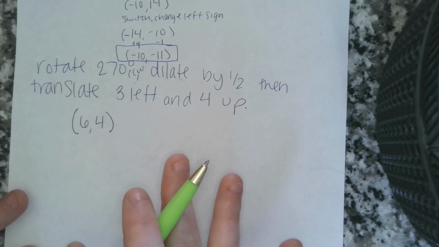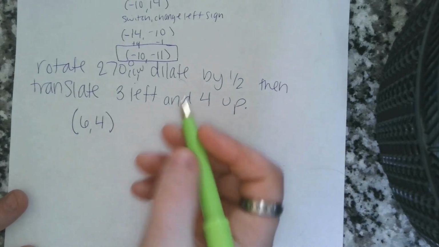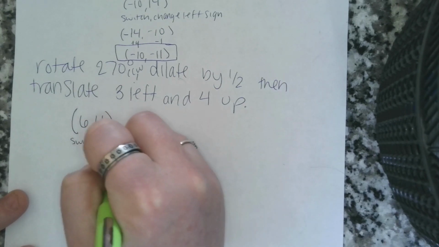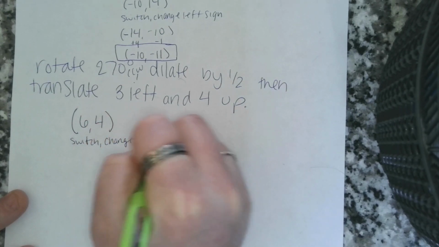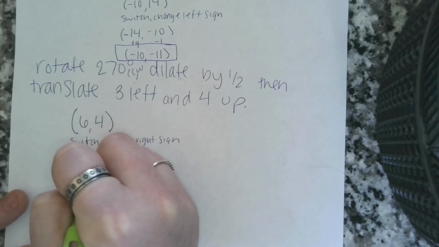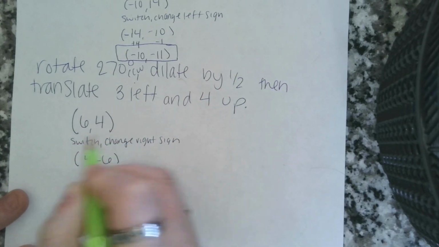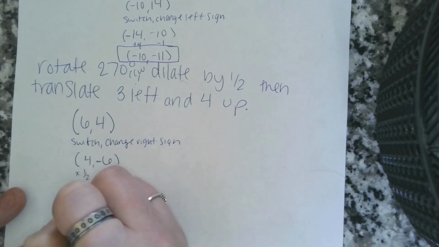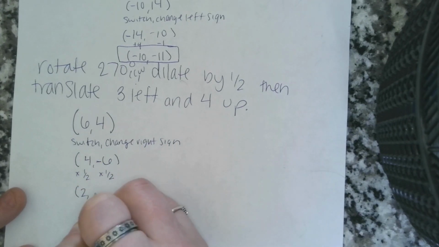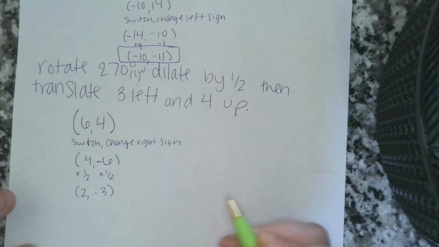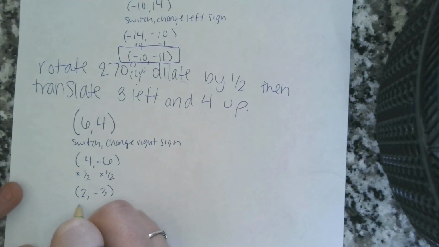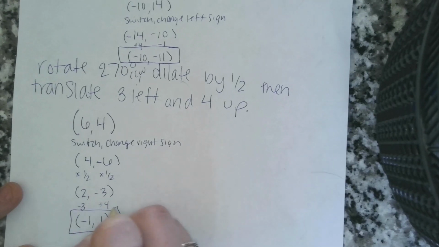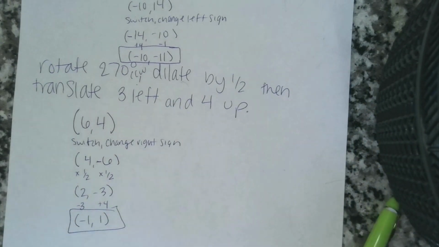So rotate 270 degrees, then we would do switch, change the right sign. So switch them, change the right. Then dilate by a half, which means times everything by a half. Half of 4 is 2. Half of negative 6 is negative 3. And then translate 3 left, 4 up. So I'd go minus 3 plus 4, which would be negative 1, 1. So again, just pay attention to the order and get that finished.